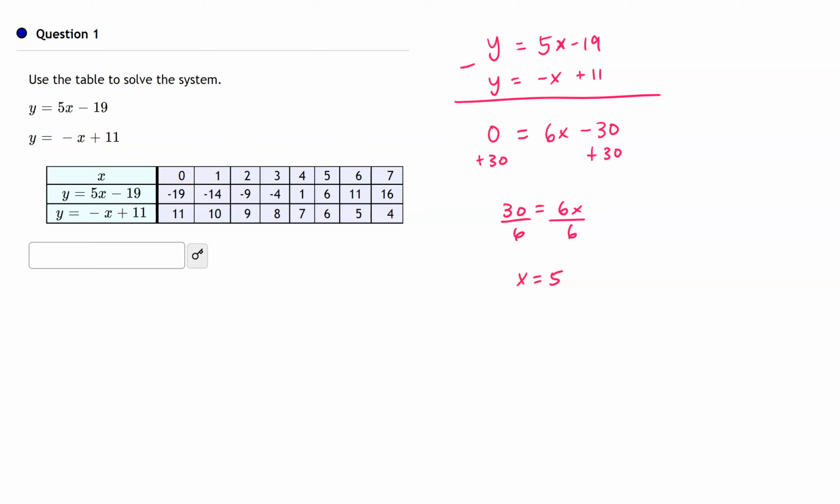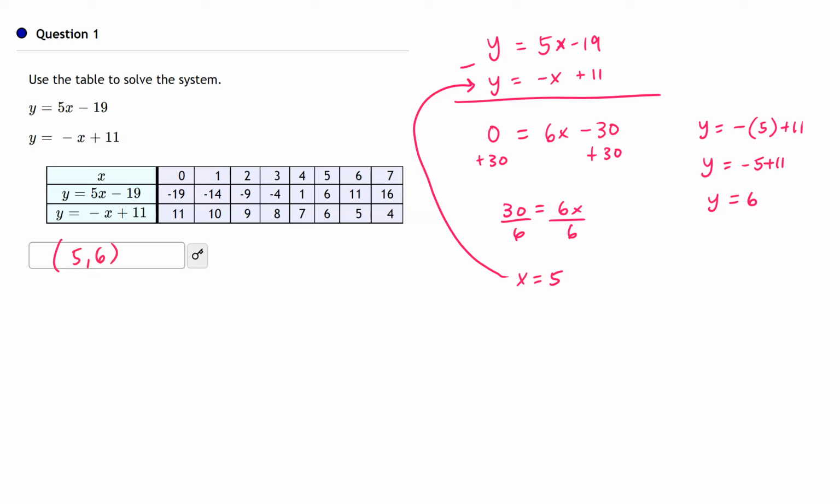Now I could plug that into either of my equations. So we'd get y equals, I'm going to plug x equals 5 into this second equation here. So you get negative 5 plus 11, and negative 5 plus 11, that happens to be positive 6. So that means that our solution to this question is 5, 6.